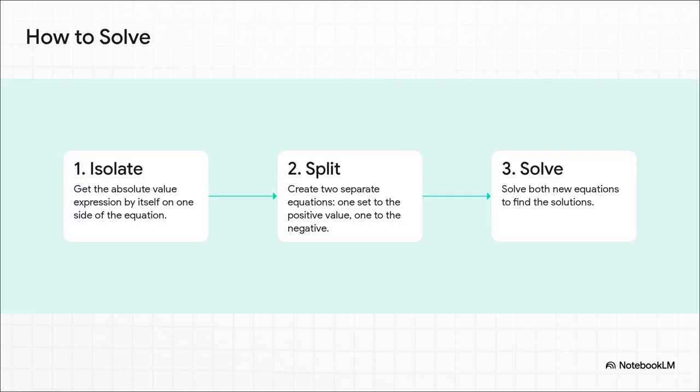This leads us to a super reliable 3-step recipe. Step 1, get the absolute value part all by itself on one side of the equal sign. Step 2, this is the big one. You split it into 2 separate equations, one where the stuff inside equals the positive number and one where it equals the negative number. And step 3, just solve both of those simple equations. That's the playbook. It works every single time.